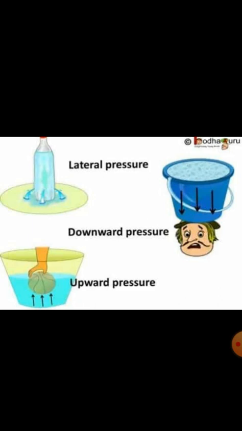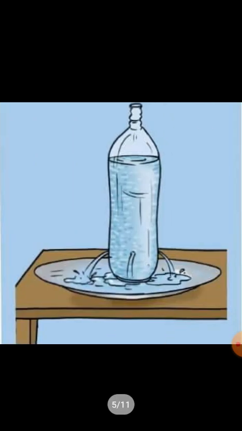So we have seen that liquids exert downward pressure on the bottom of the container, lateral pressure on the side walls of the container, and upward pressure on the object which is inside the water. Now, consider an empty plastic bottle. Make 4 holes all around near the bottom of the bottle at the same height.